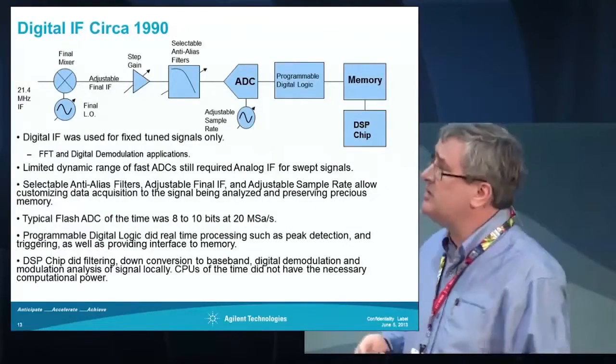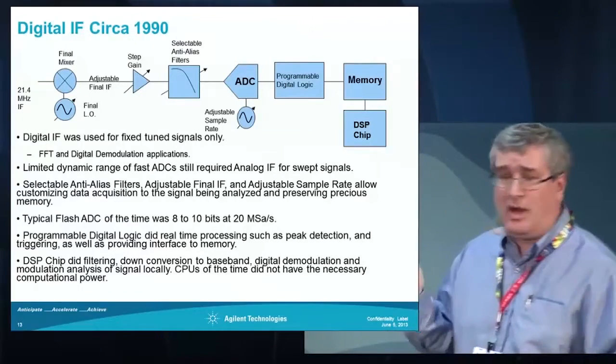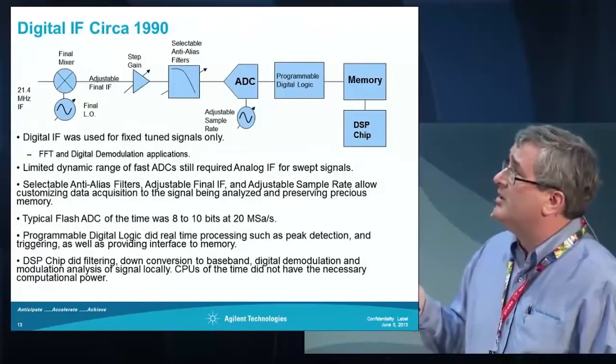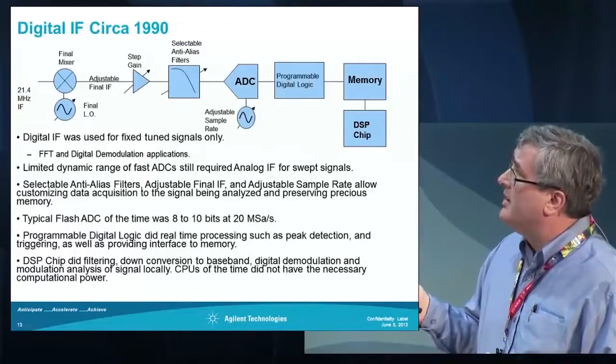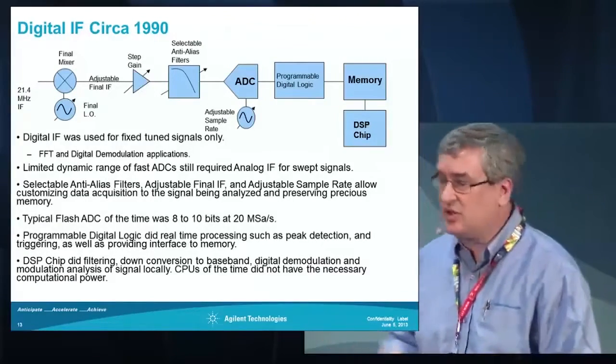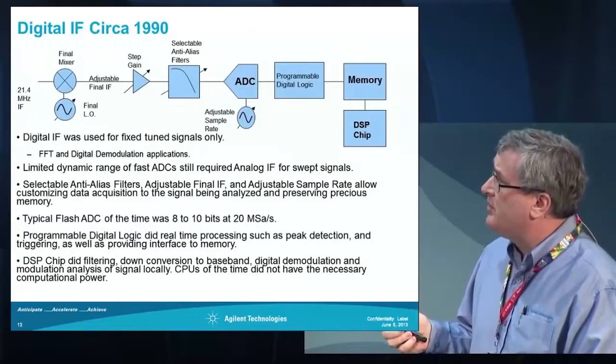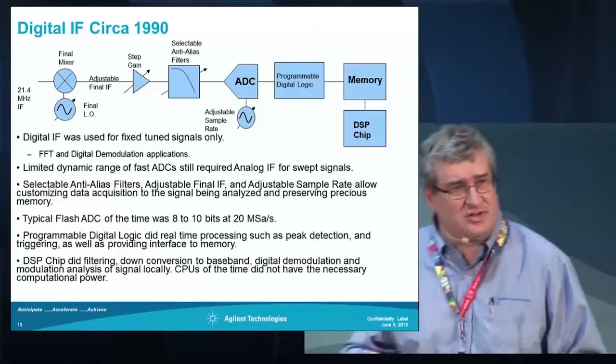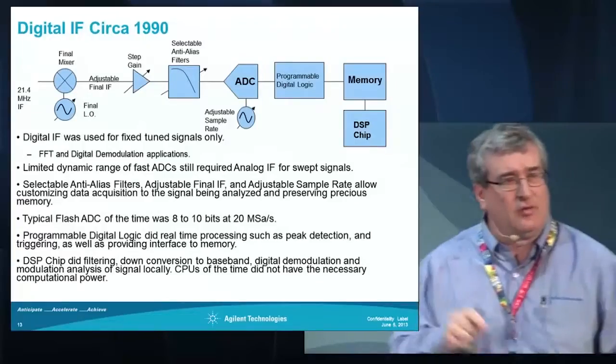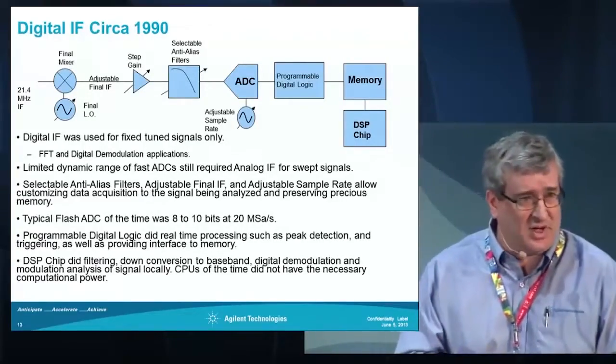So this is a digital IF. This was an optional digital IF that was introduced around 1990. This was for the ESA, or Economy Spectrum Analyzer, line that came out around that time. Now, this was an IF that was designed specifically to digitize the digital signals. It was not used for swept analog at the time. This instrument had two IFs: one for swept and one for digital, and this was the digital side.